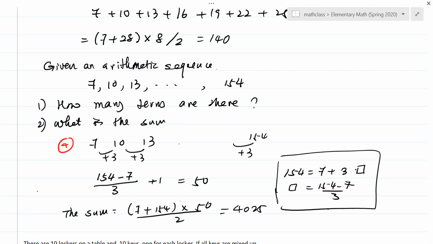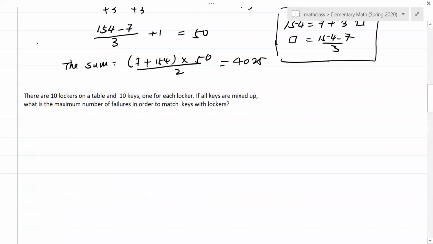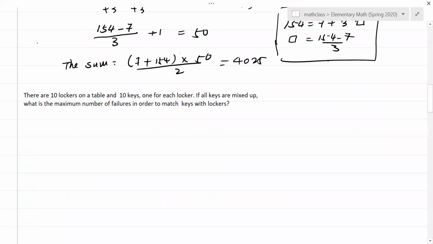But let's take a look at the following problem. That's an application. There are 10 lockers on a table and 10 keys, 1 for each lock. If all keys are messed up, what is the maximum number of failures in order to match the keys with the lockers? Match all the keys to them. So you have 10 locks and 10 keys.